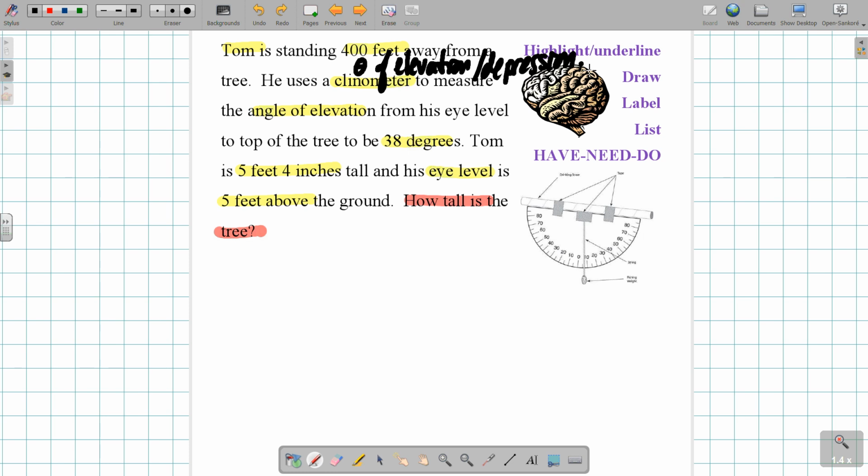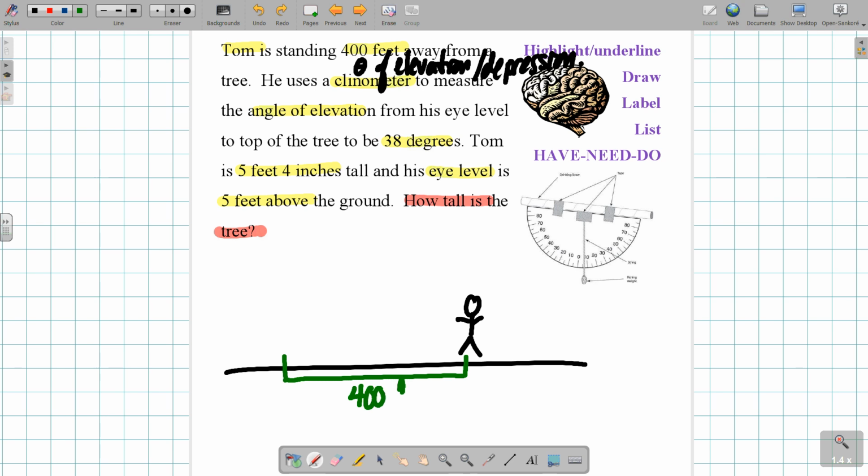Storyline. Establish ground. We have ground here. We have Tom. Tom is standing 400 feet away from a tree. So he's standing 400 feet distance. There is always going to be horizontal, 400 feet, check units, away from a tree. Okay, so we have a tree of sorts.